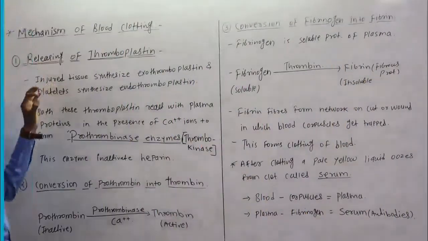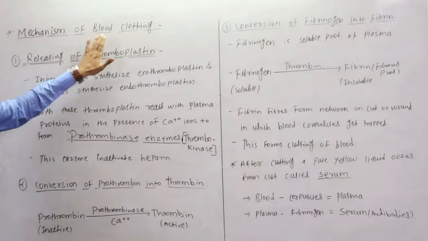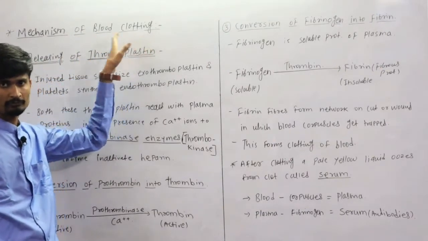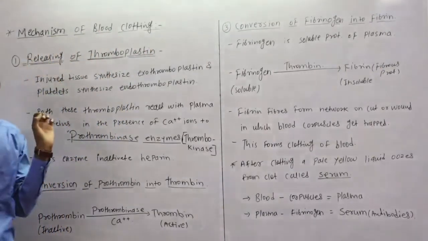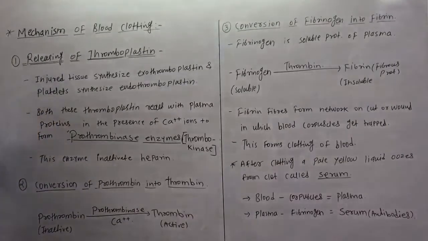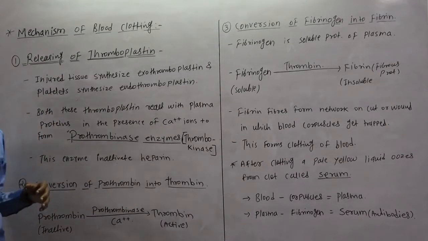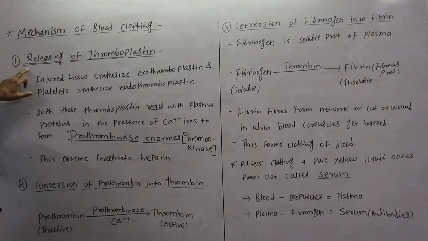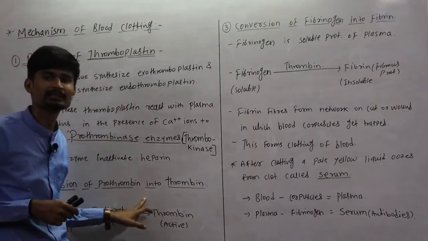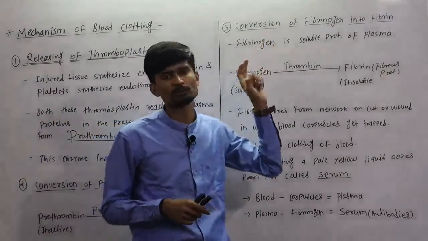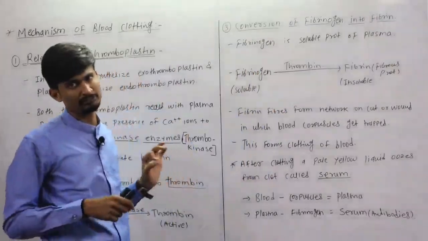So students, next topic is the mechanism of blood clotting. We have seen the basics of blood clotting. Now the mechanism of how the blood clots. There are 3 steps. It is a stepwise process. These 3 steps are: releasing of thromboplastin; second, conversion of prothrombin into thrombin; and third, conversion of fibrinogen into fibrin.